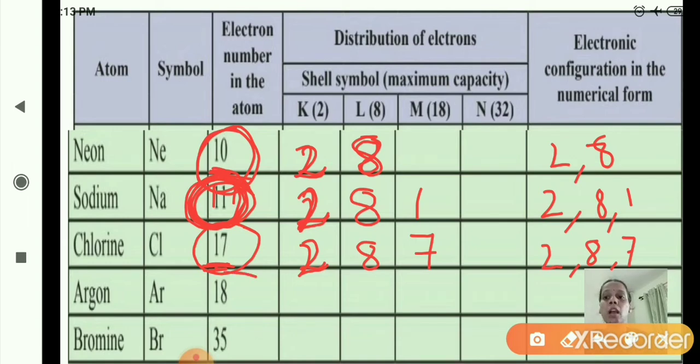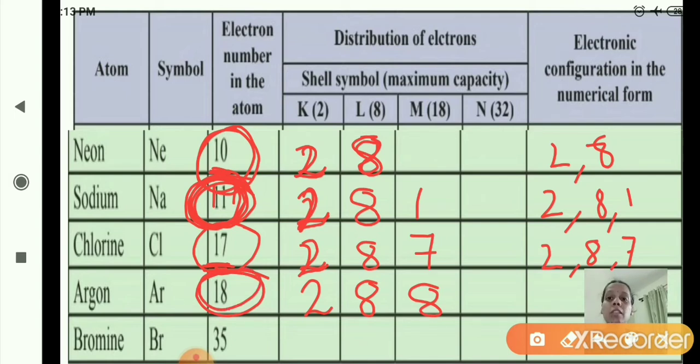Okay, now in argon there are 18 electrons. Now we will start distributing these electrons. So starting with K shell, here 2 electrons, here it is 8, right? So 2 plus 8, that is 10. Now more 8 electrons are remaining, that will go in the next shell, that is M shell. So 2 plus 8, 10, plus 8, 18. So the total number of electrons in argon atom is 18.